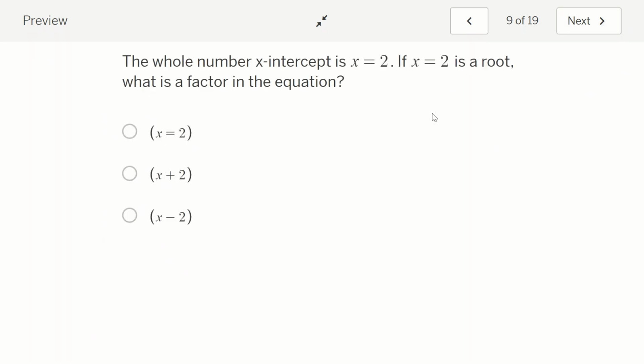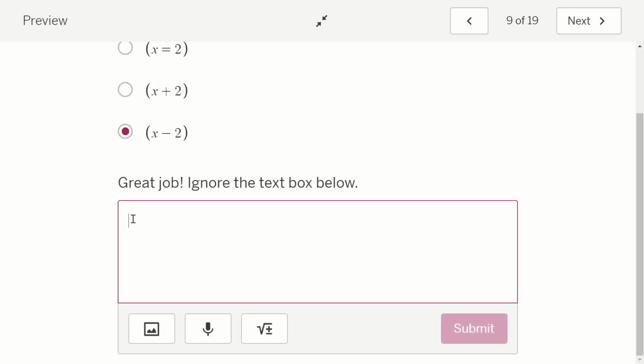So if the whole number x-intercept is x equals 2, if that is a root, then what's the factor? So this is tapping into one of those really important algebra ideas, that if you ended up with x is equal to 2, where did that come from in terms of a factor? So to answer that, we really want to think back to when we used factoring to solve quadratic equations. And if you got x minus 2 as one of your factors, you would say something like x minus 2 is equal to 0.